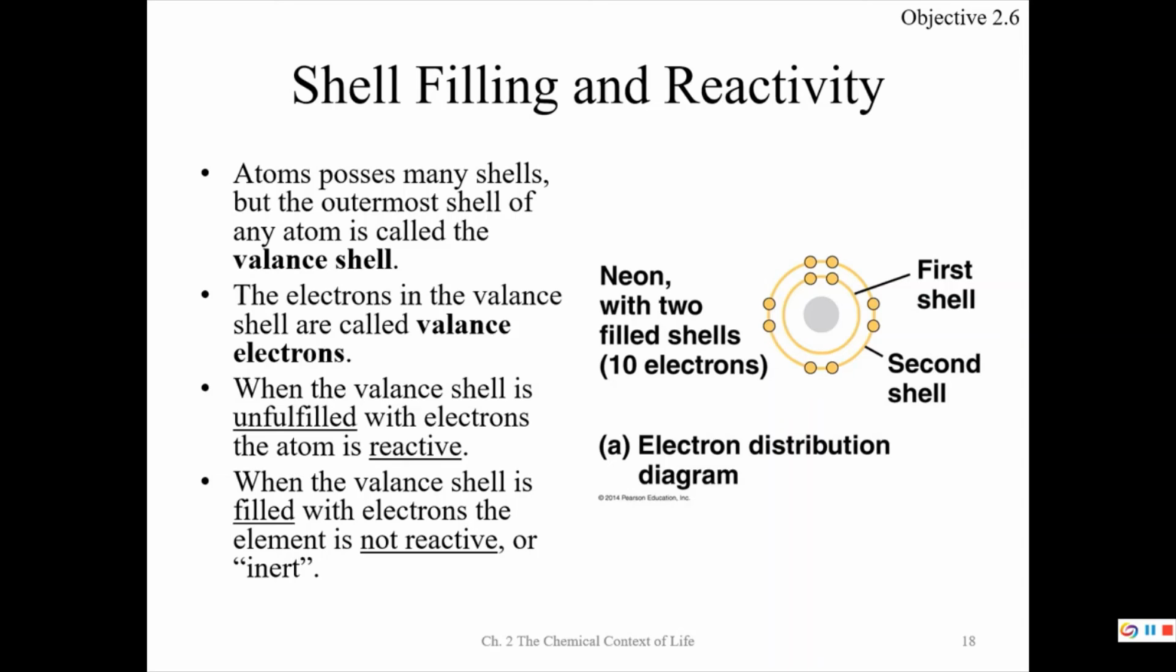Now, what I want to help you understand is that the outermost shell is always called the valence shell, and those electrons are called valence electrons, and they determine the reactivity. Now, what do pizza buffets have to do with electrons? Outermost shells are going to be like you guys at a pizza buffet.